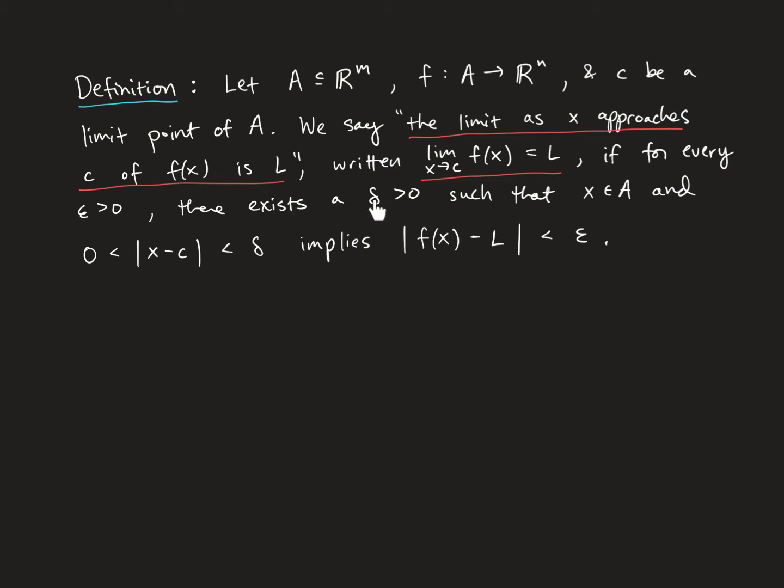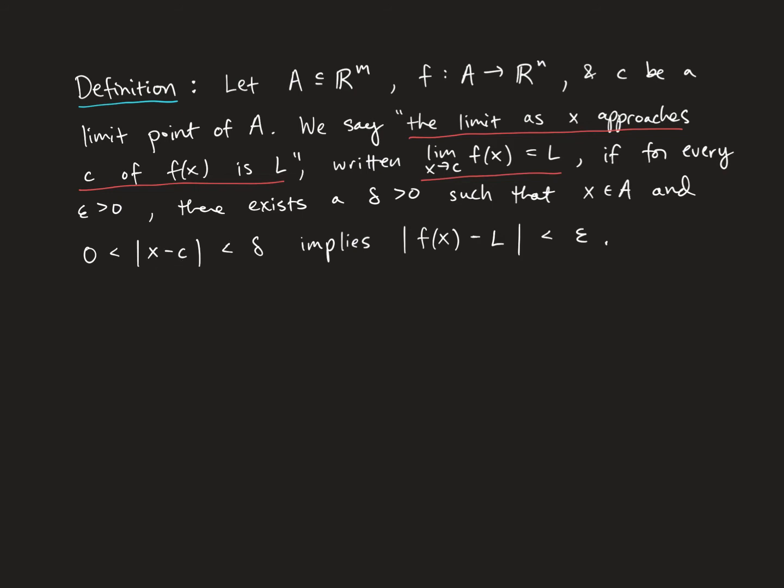You have to respond with a delta, such that when your x is in A, so we're talking about the values of our function on x, x has to be in the domain. This is just a little technical point. So whenever your x is in A and x is within delta of c, but not necessarily equal to c. We're explicitly excluding x equal to c here with this greater than 0 inequality. So we're explicitly saying x is not equal to c. x is close to c but not equal to c.